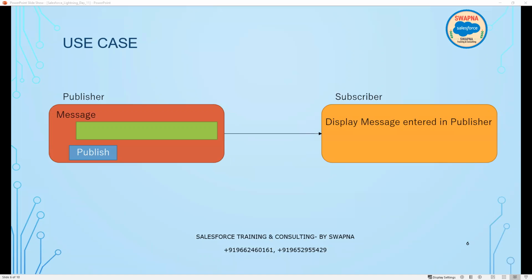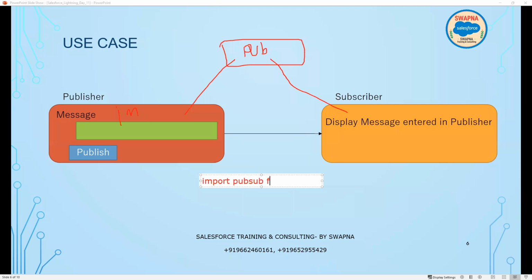How is it going to send to the subscriber? Because from the publisher as well as from the subscriber, we will be calling the file called the PubSub file. So I'll be doing the import here. Basically we will be importing the PubSub, whatever PubSub we have available.